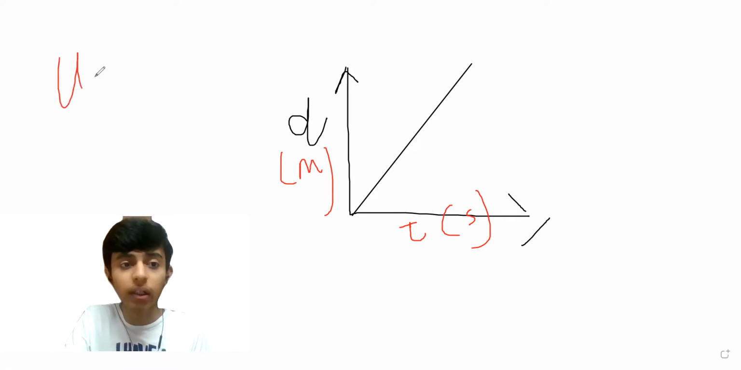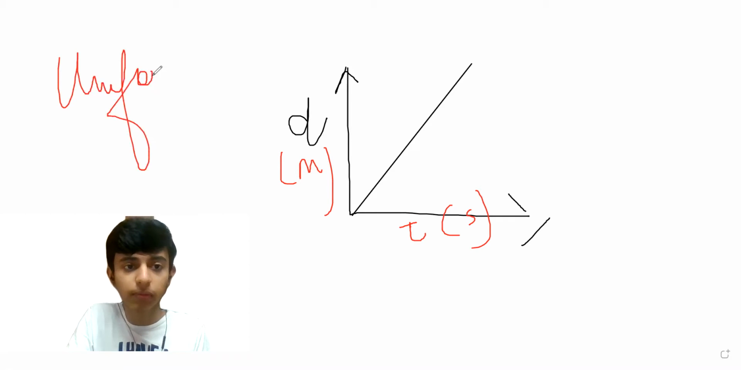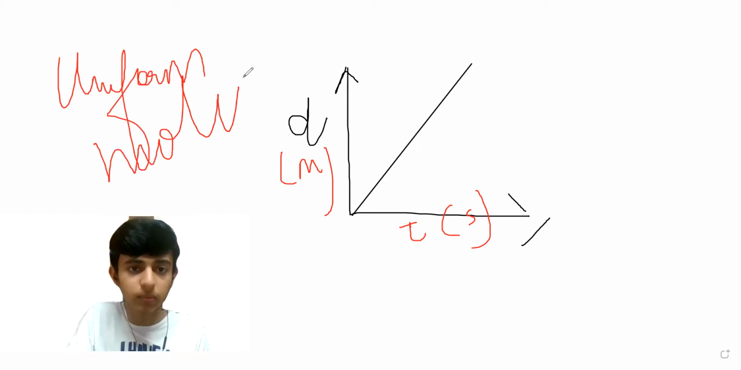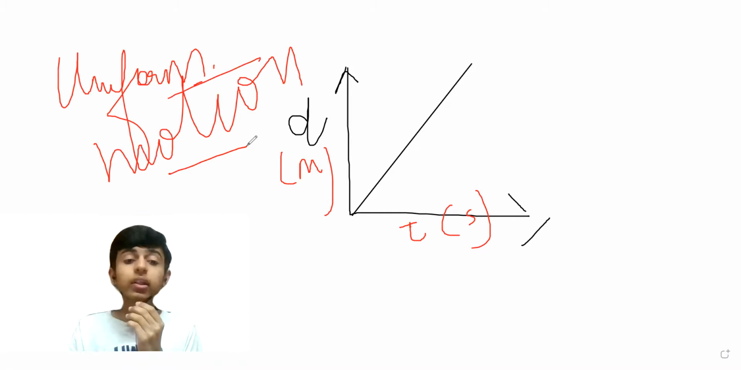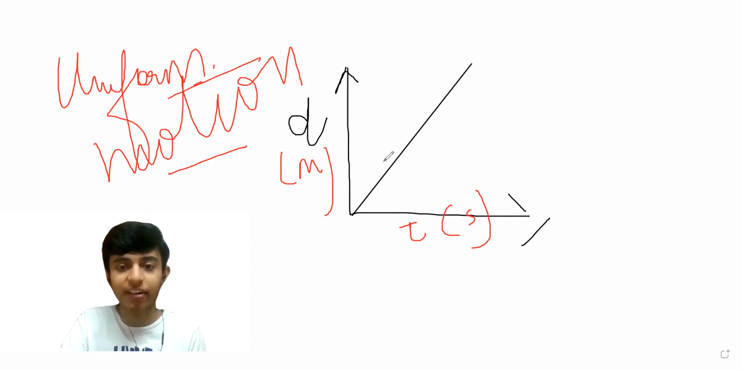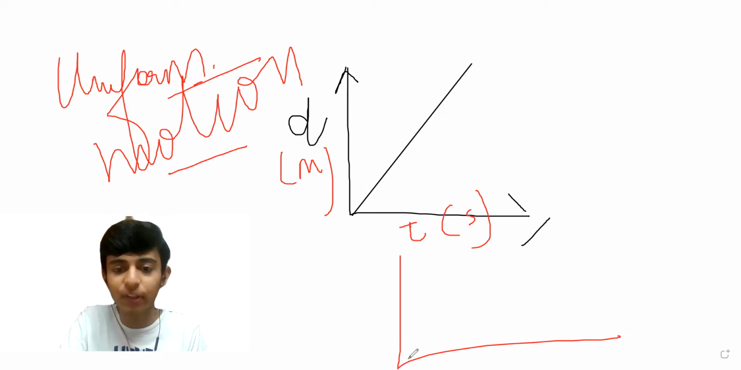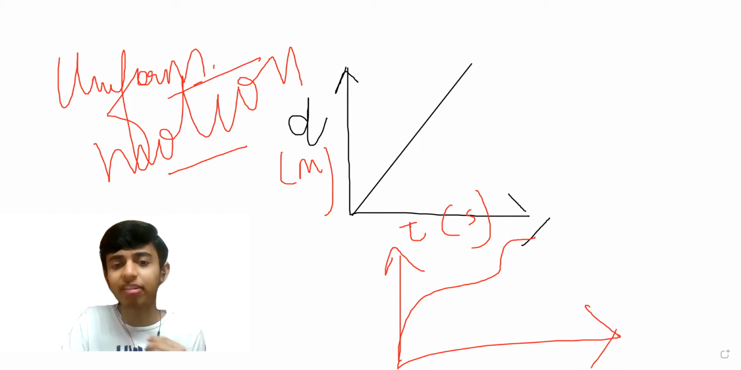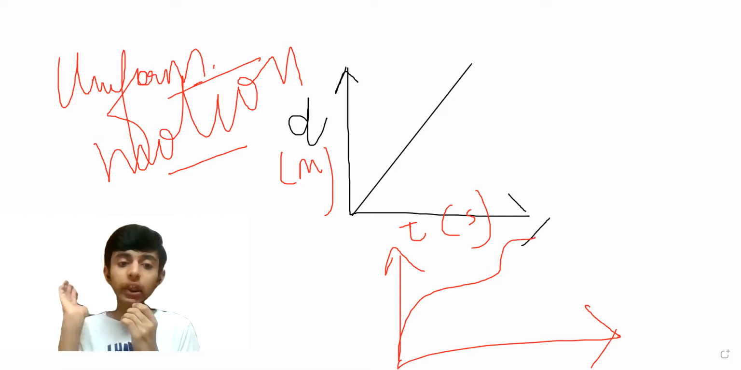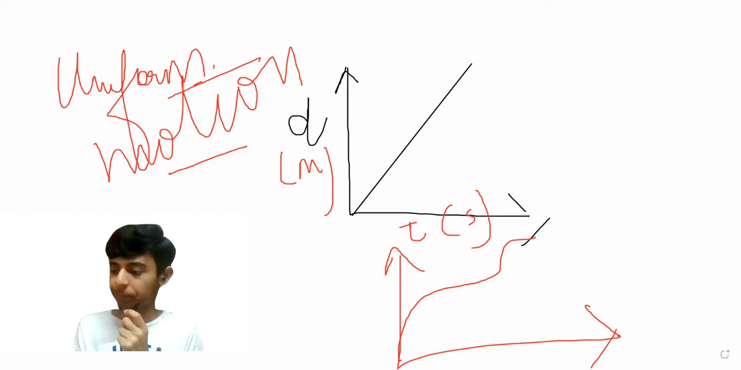So uniform motion is this, and now the non-uniform motion. Only one type of graph is left. That is going to be a zigzag type. I'm just making it like this. Your zigzag graph will show the non-uniform motion.